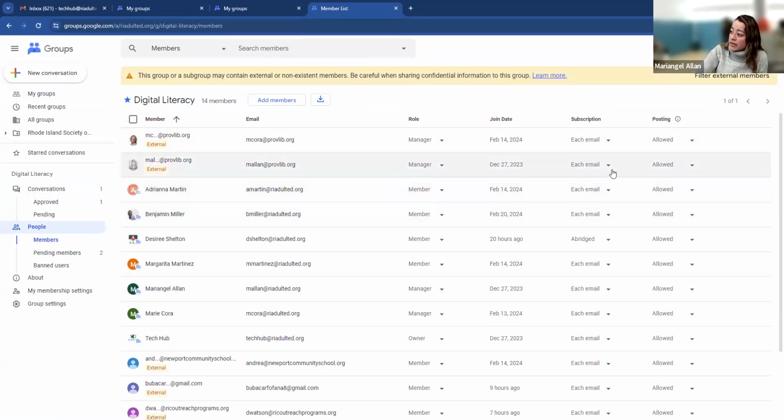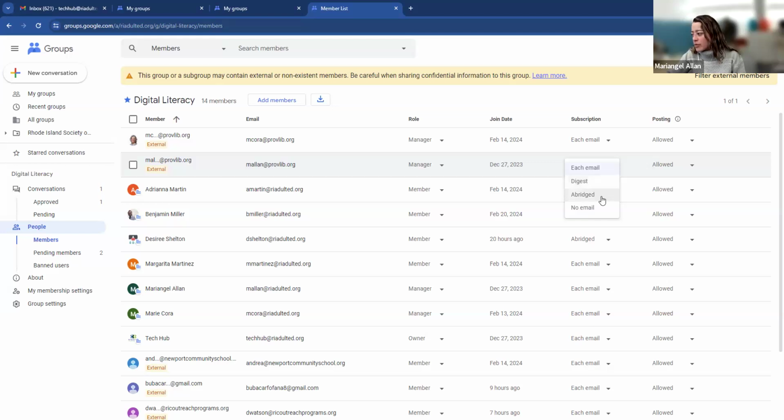We see that right now it's selected to each email. That means that you will receive every message that is sent to the COP as soon as it's sent, so instantly you will receive it. There are options: digest, abridged, or no email. With digest, you will be receiving messages, but only once per day in a bunch of up to 25 messages, in one thread at the end of the day, or you can select the time also. So messages are sent in bundles of 25.